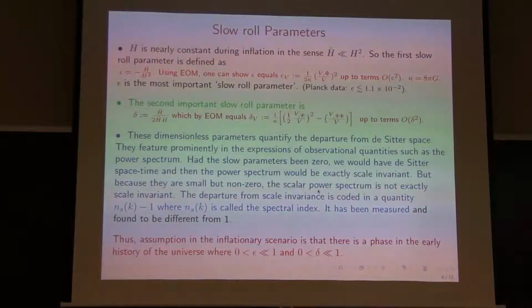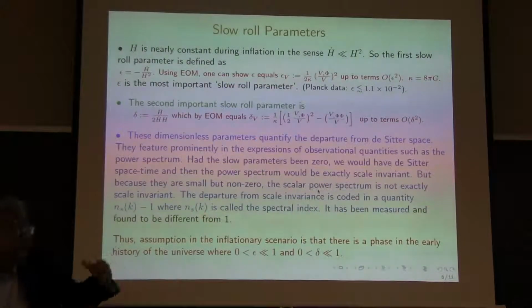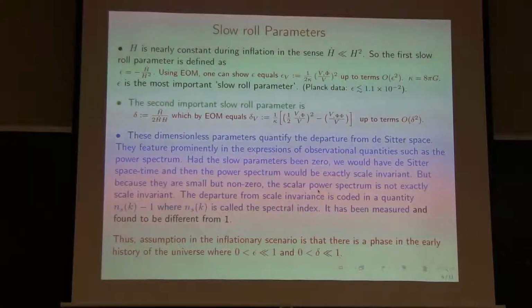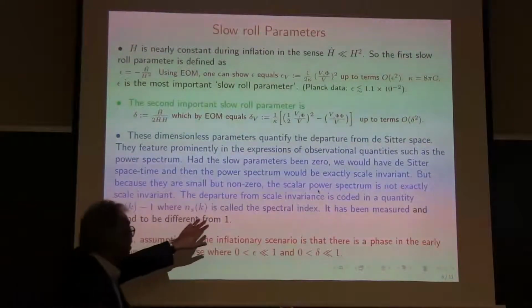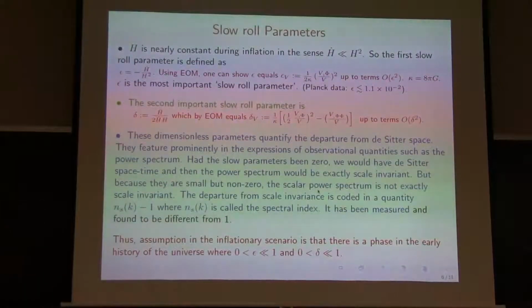See, if these dimensionless parameters are 0, if h dot was 0, then we would get exactly de Sitter space. But because it is not equal to 0, we don't get exactly de Sitter space, but we get near de Sitter space. Okay. Had the slow-roll parameters been 0, we would have de Sitter space-time, and then the power spectrum would be exactly scale invariant. But because they are small but non-zero, the scalar power spectrum is not exactly scale invariant, and the departures from the scale invariance are coded in a quantity called the spectral index.